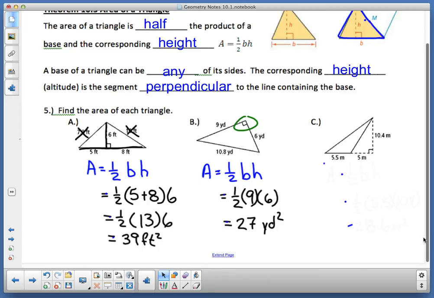Let's read that again. A height or altitude is the perpendicular distance from the base to the vertex opposite it, or a line that contains the base to the vertex opposite it. So this isn't important. What we need here is a base and a height, and we got them. 5.5 and 10.4 are it. And I just multiply them together, and I got my answer, 28.6 meters squared.